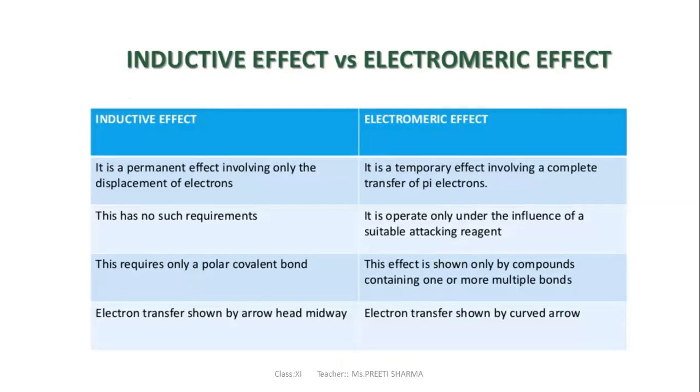So here I have compared the inductive effect as well as electromagnetic effect. As you can see, it is a permanent effect, it is a temporary effect, there is no such requirement, and here attacking reagent is being required. This requires only a polar covalent bond. Here there should be an unsaturated compound. It means one or more multiple bonds. Electron transfer shown by the arrowhead of midway, and electron transfer shown by the curved arrow, right? So there is no such application of electromagnetic effect as we have with inductive effect.